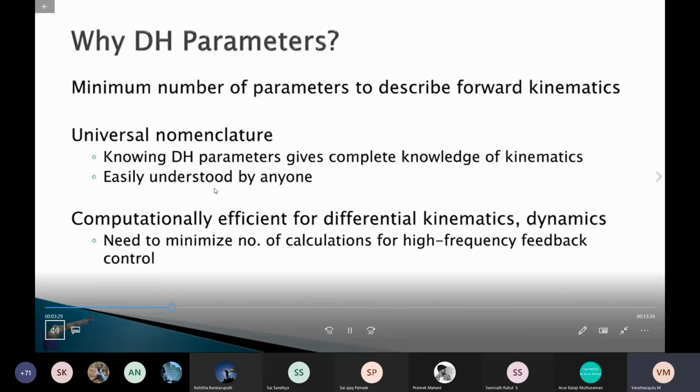We need to minimize the number of calculations for high frequency feedback control. Even though we have super powerful computers, this can still add up, especially when we have lots of sensors, lots of vision processing, and really complex robot structures. We really need to minimize the computational cost for our robot control.